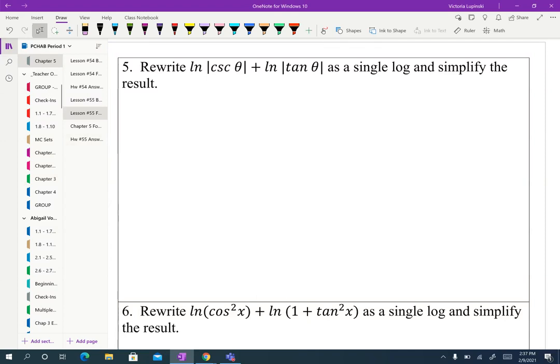All right, so now let's take a look at number 5. Rewrite the ln of the absolute value of the cosecant of theta plus the ln of the absolute value of the tangent of theta as a single log and then simplify the results. Ooh, the natural log. Logarithms back in town. Ooh, you're welcome. That's exciting.